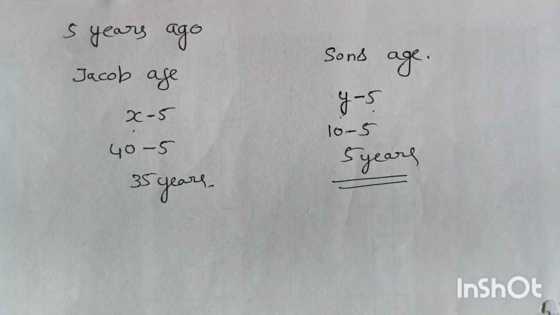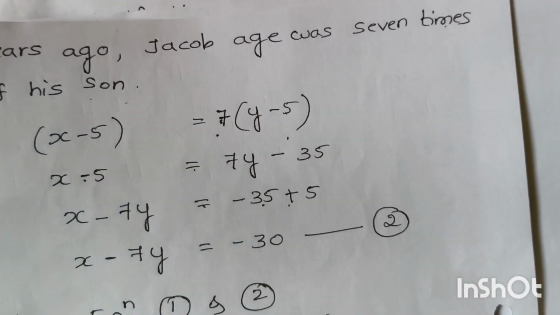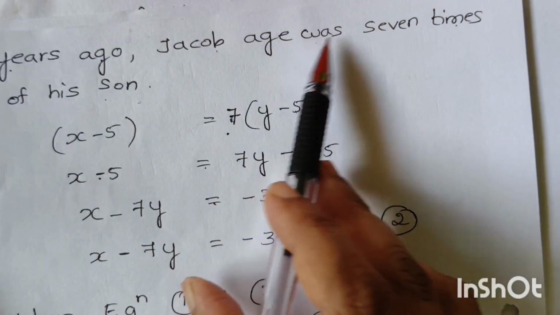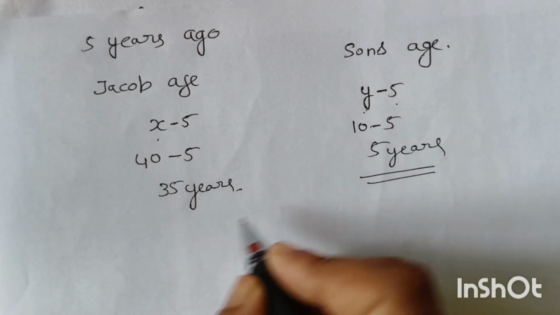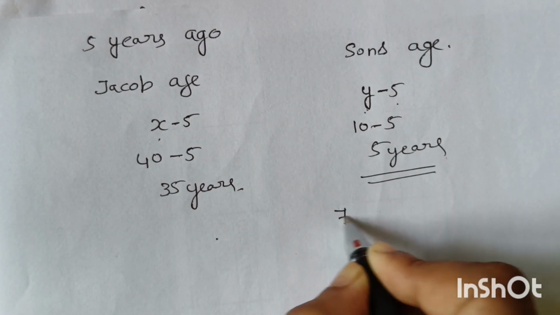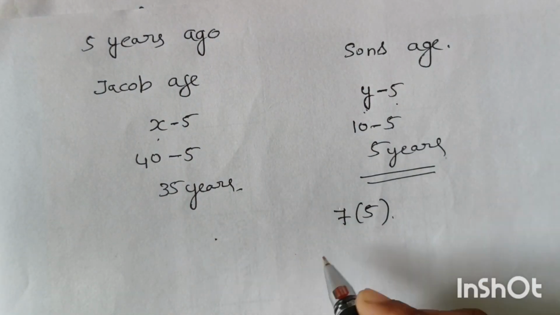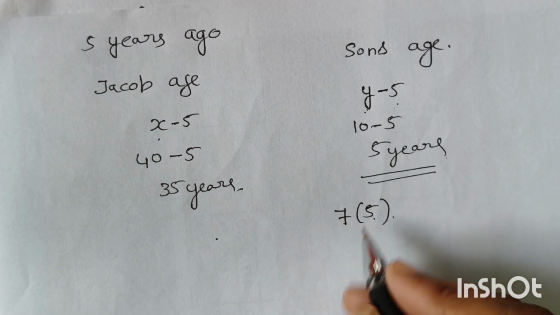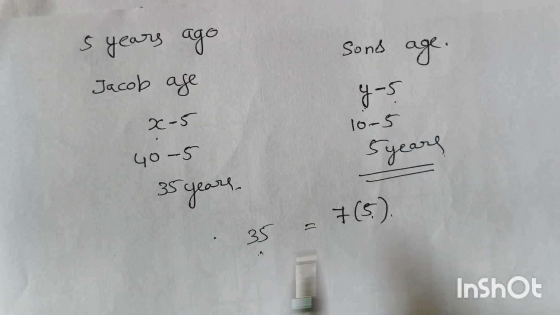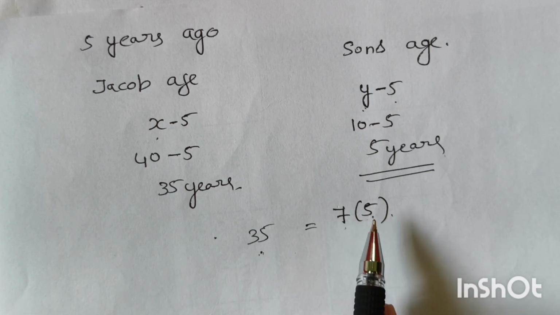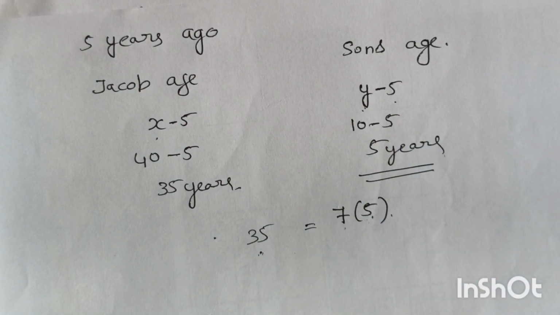5 years. So, in the sentence, what did they tell you? Jacob's age was 7 times that of his son. Yes. That is 7 into 5 is how much? 7 5s are 35. Jacob's age is 7 times of his son. We have verified this. Hope you have understood.